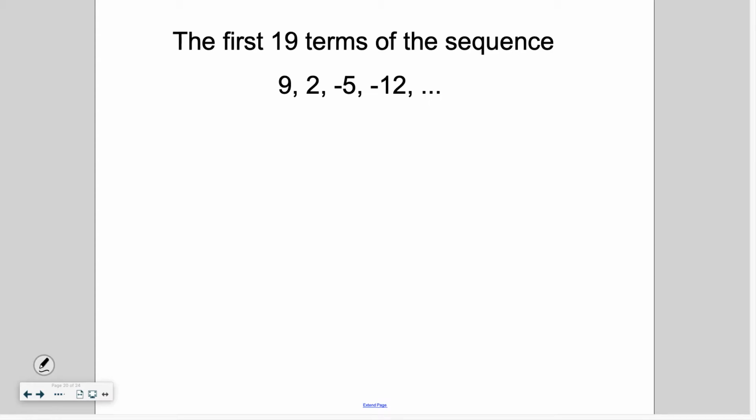So how about this one? What's the sum of the first 19 terms of this sequence? Again, the three things we need to know are how many terms we are adding, what our first term is, and what our last term is. So do we know n in this case?